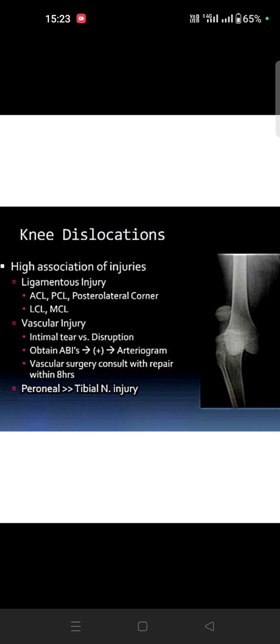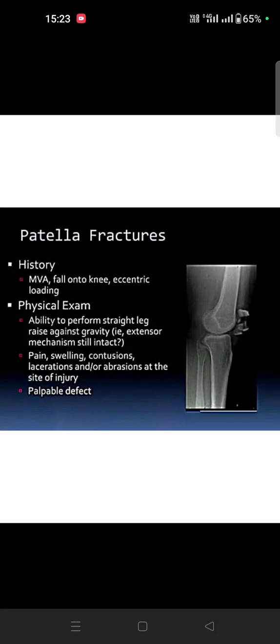Then vascular injuries, it's intimal tear and distributions. So here an arteriogram they will do. They give heparin so the blood doesn't clot, and vascular surgery is consulted for repair within 8 hours.